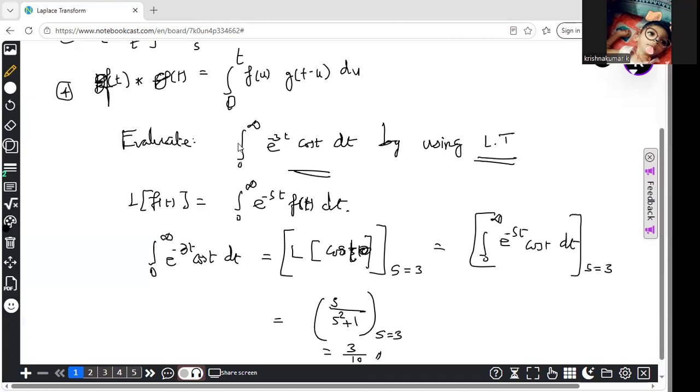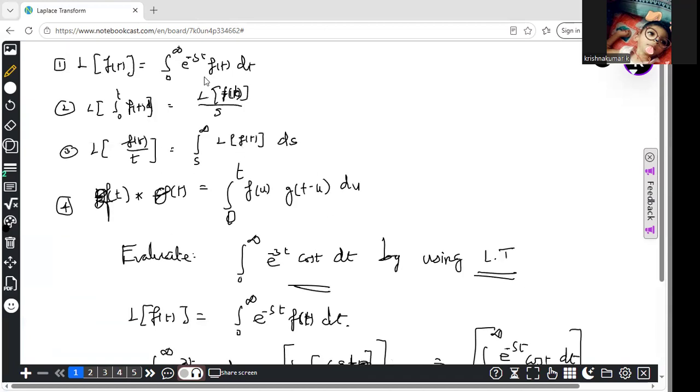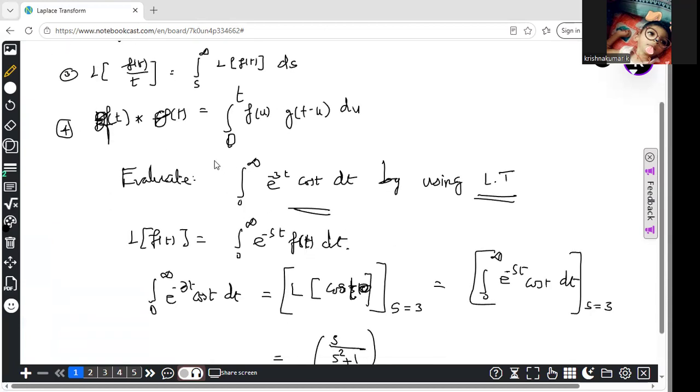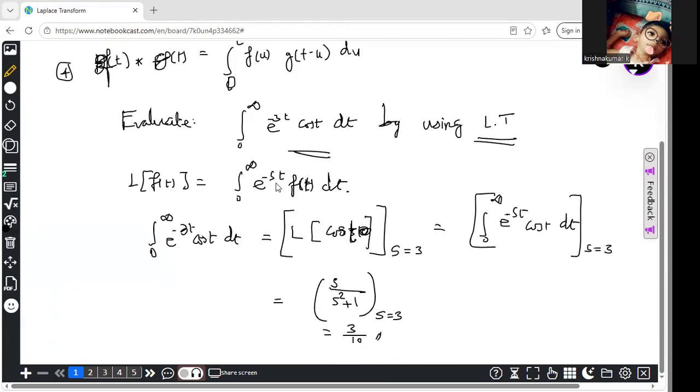Already we have this type of integrations with different limits. Now we have this type of integration, which is similar to the definition of Laplace transform. If we have this integration with the limit 0 to infinity, you can use the Laplace transform to find the integration value. Here you have to identify only the value of s. Once you identify that s value, you can find the integration value. That's it. With this I stop this session.